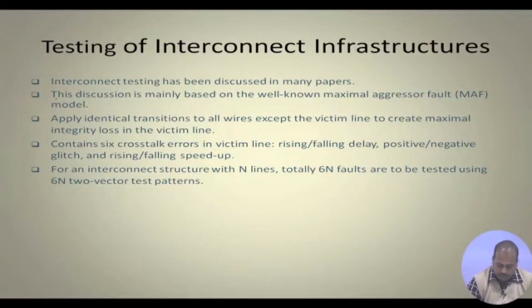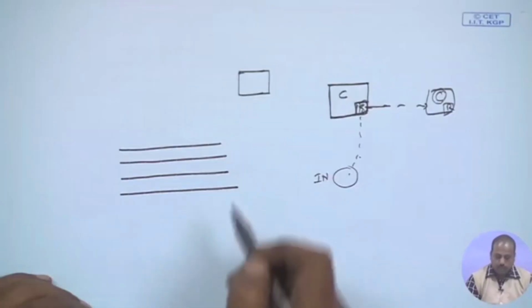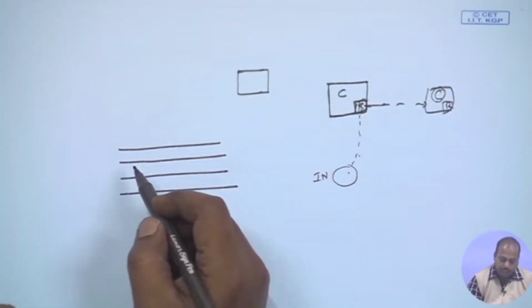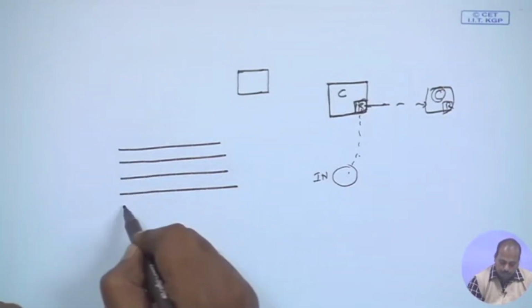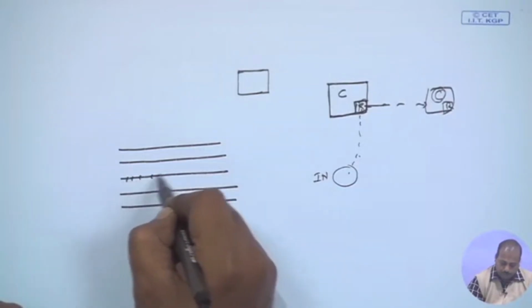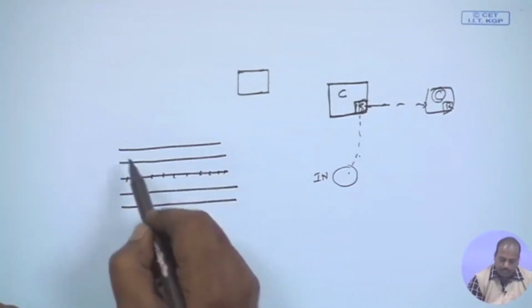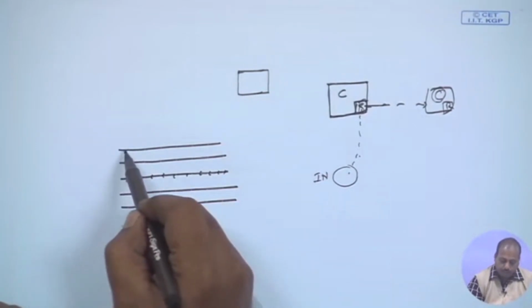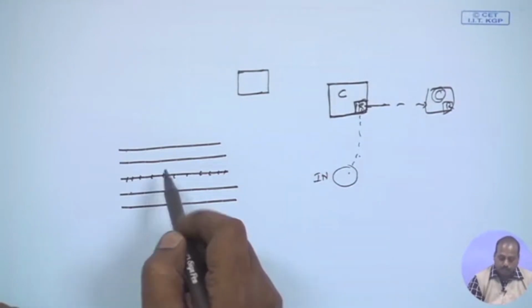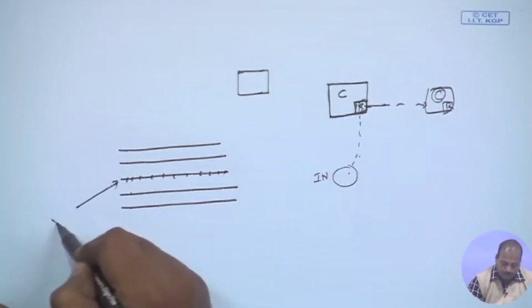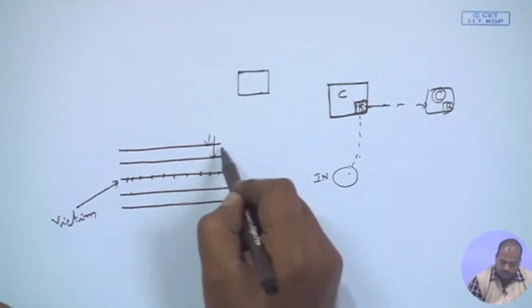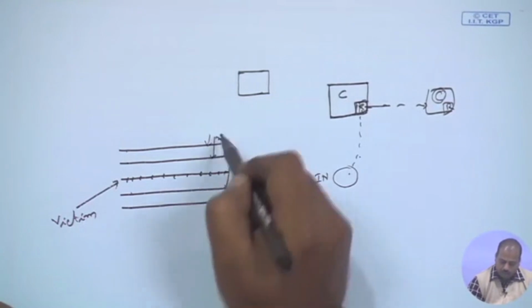Now, these parallel lines are running, and out of these n lines we take one line as the victim. Say I have 5 lines, and this is the victim line. What we try to see is whether there are transitions in the other lines, and what the effect is on this line. So, this line is called a victim line, and all these other lines are called aggressors.